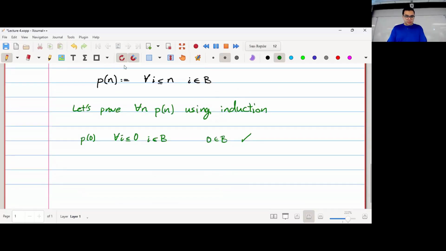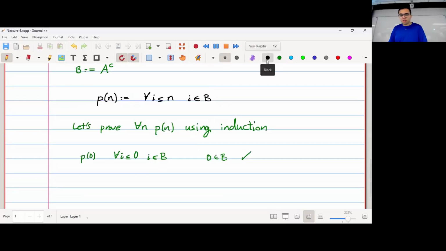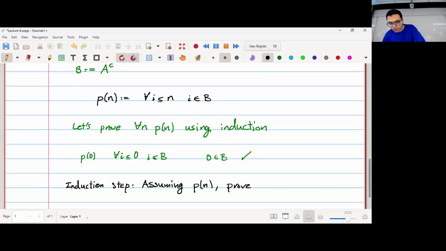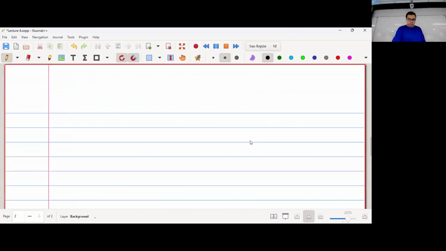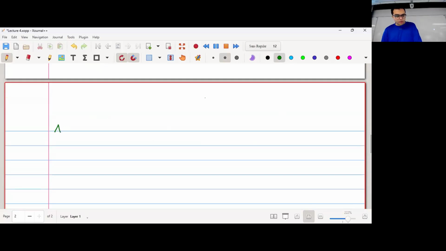Now let's do the induction step. What is my induction step? I want to assume P of N, and I want to prove P of N plus 1. So here's the thing. Again, remember what P of N was saying. P of N was this whole statement that for every I less than or equal to N, I is in B. So now I can assume it, and then using this assumption, I have to prove that for every I less than or equal to n plus 1, I is in B.